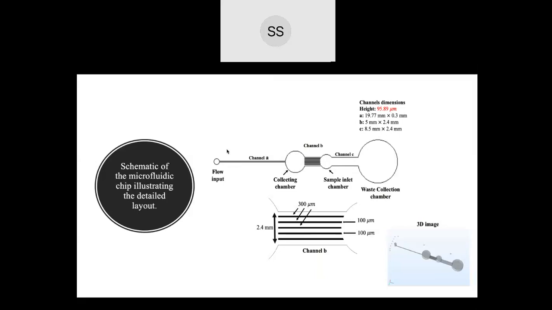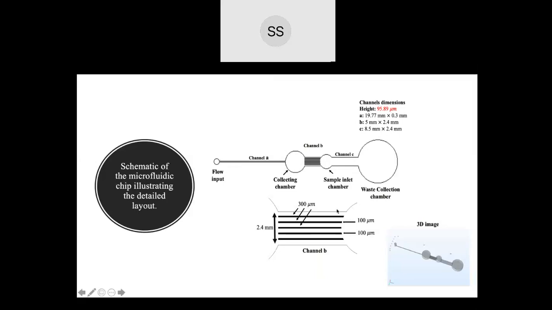Based on the rheotaxis phenomena, the healthy and motile sperm cells will start swimming against the flow and will start getting collected in the collecting chamber. The unhealthy sperm cells will get washed away.